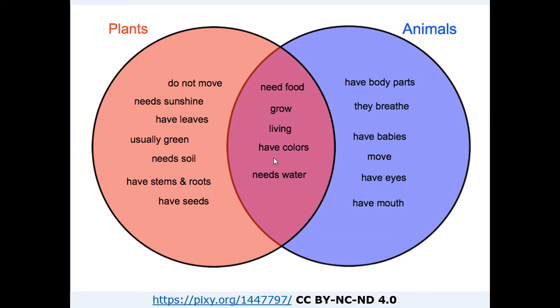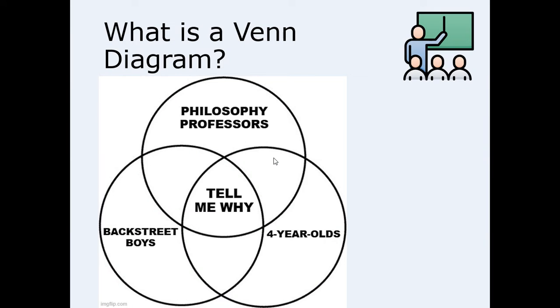And like I say, you've probably seen these in other subjects. If you go online, you may have even seen memes about them. So, for example, this is something that I saw online once. Again, this is a Venn diagram showing things that philosophy professors say, things that 4-year-olds say, and things that Backstreet Boys say. And again, here in this middle section would be something that all three of them said. So you can see how this thing is in the middle of these three circles all overlapping. So again, that's a brief introduction to Venn diagrams. We'll see one in action now when we create our own.